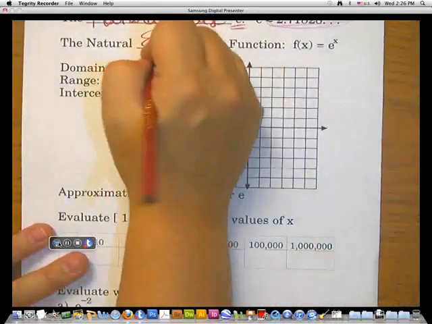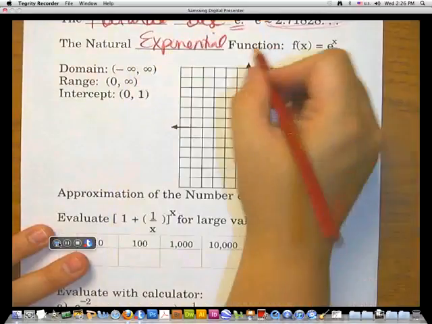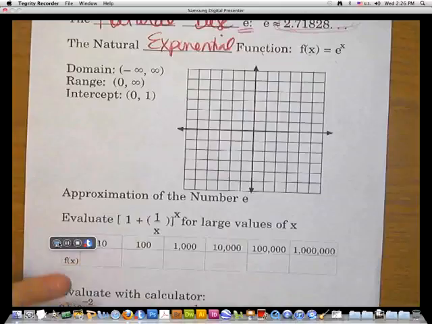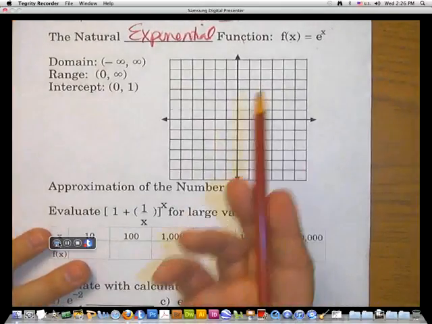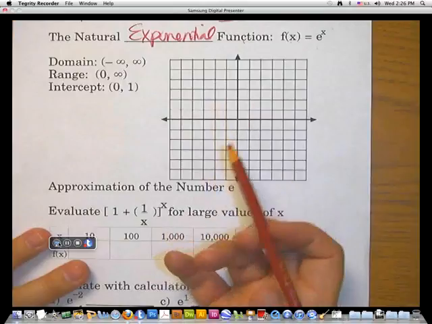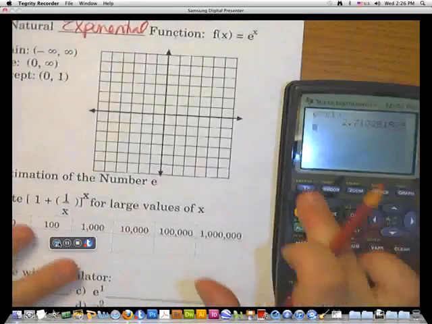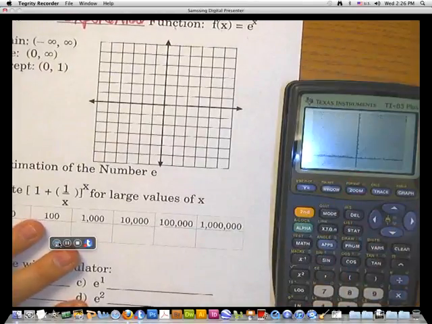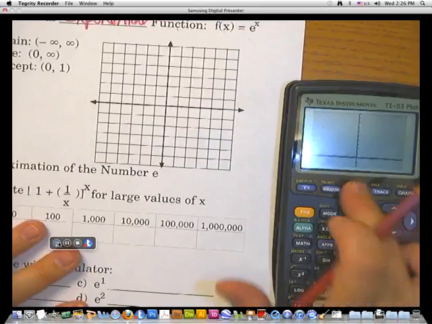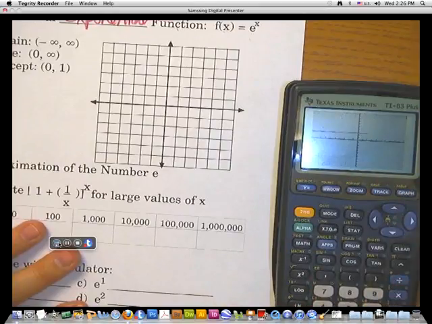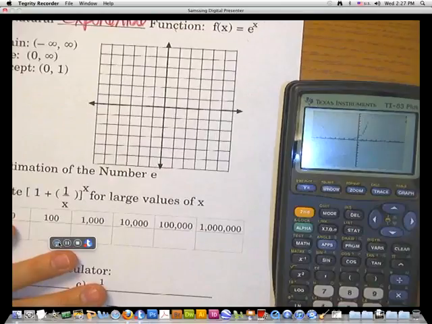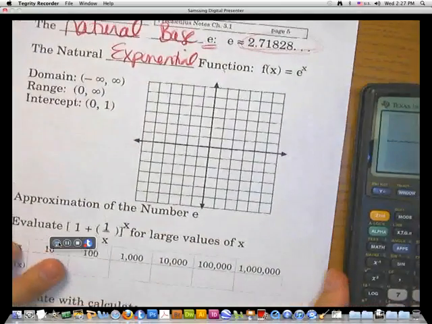So the natural exponential function means that E is being used in my exponent representation. The domain is all reals, the range can only be from 0, and the intercept is from 0 to 1. If we look at the graph, y equals e to the x, you will see that picture. Let's do it on a normal window. There we go. Y equals e to the x.